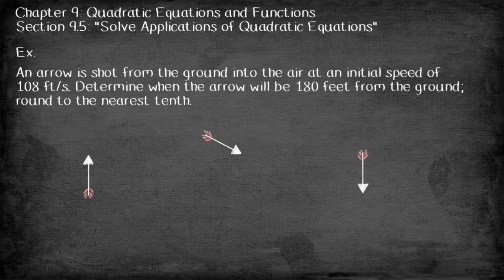All right, according to the formula, the height of the arrow is equal to negative 16t squared plus the initial speed, which is 108 feet per second going upwards, assumedly, so 108 times t. We want to know when it's 180 feet from the ground. Fine, so we'll replace that h with 180, and then what we're going to do is solve for t. Let's get all the stuff on one side.